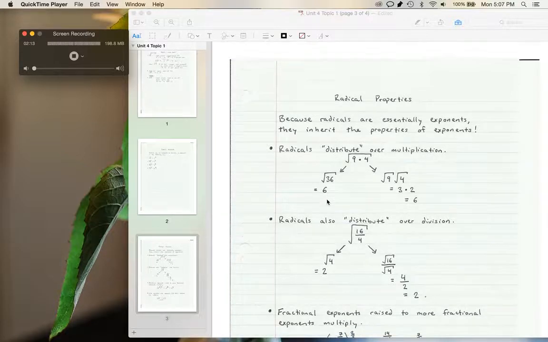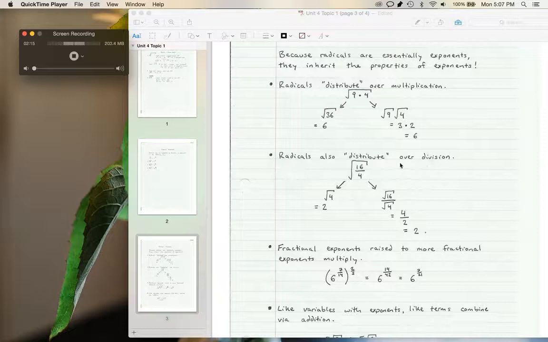Okay, radicals also distribute over division, because remember, division and multiplication are related. So if I have the square root of 16 divided by 4, well, I can take the square root of the top and the square root of the bottom, and that is an equivalent expression.